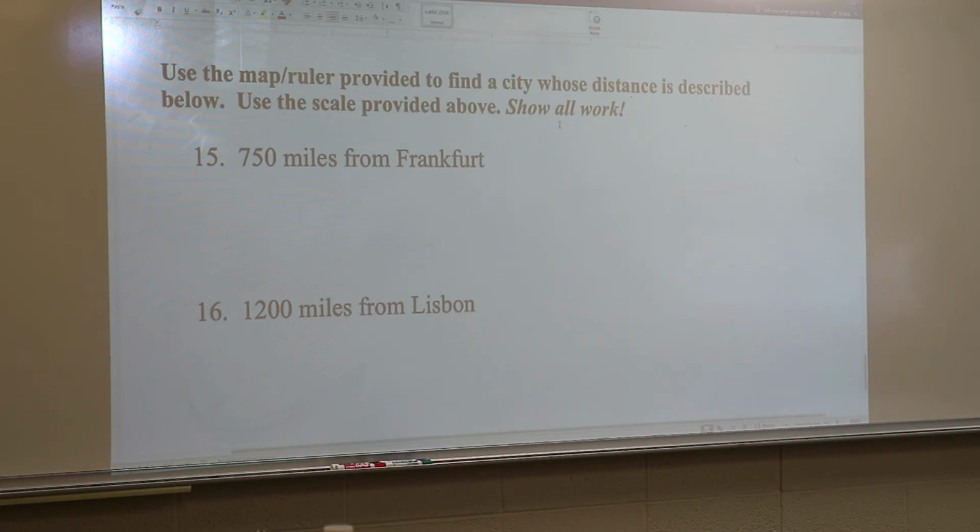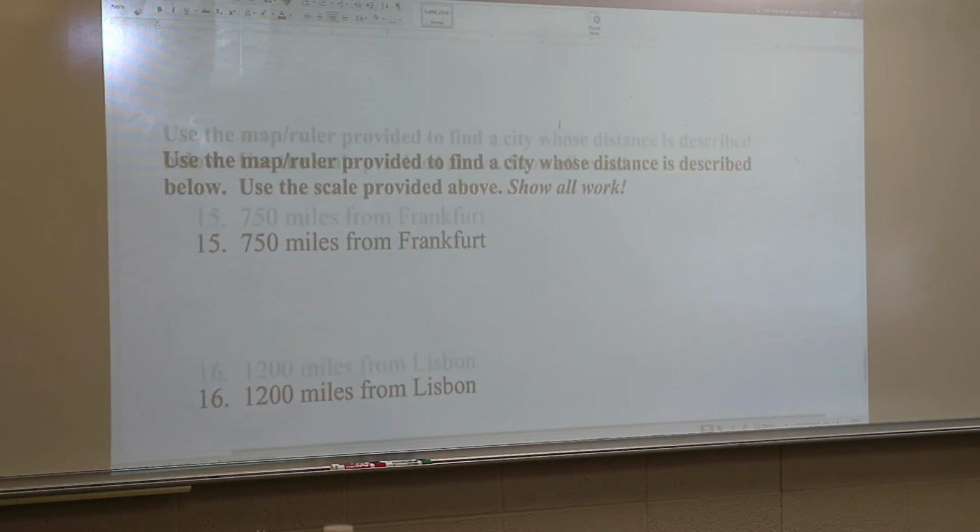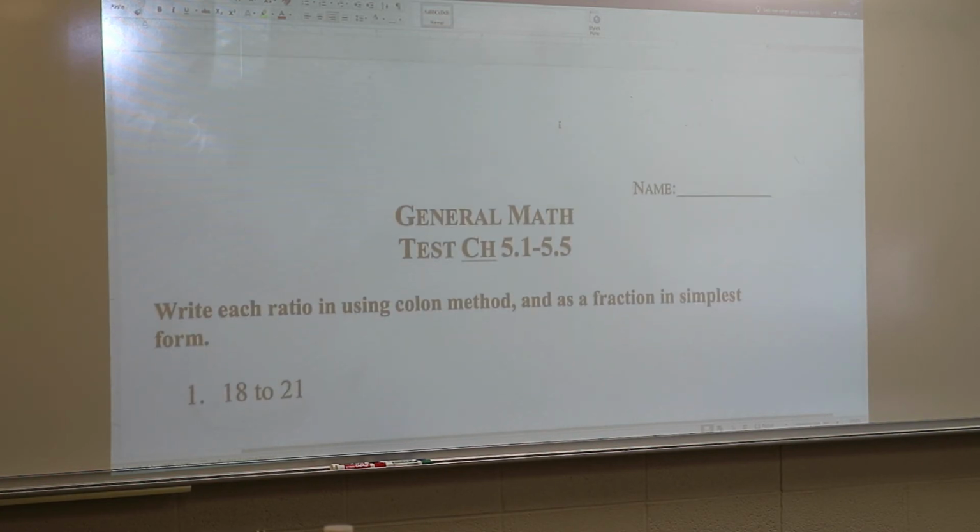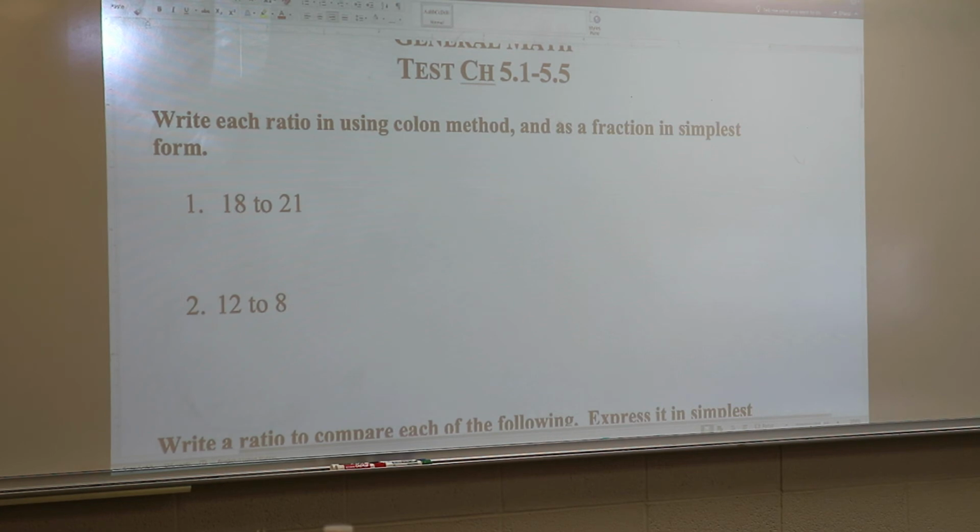We good? 1 and 2. Can you go over that again? Make sure you write them in colon method, with colons, the dot dot thing, and then write them as a fraction and then simplify the fraction. There you go. Okay, the rest of the time is yours.